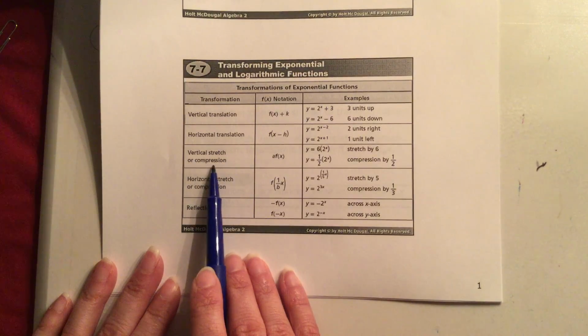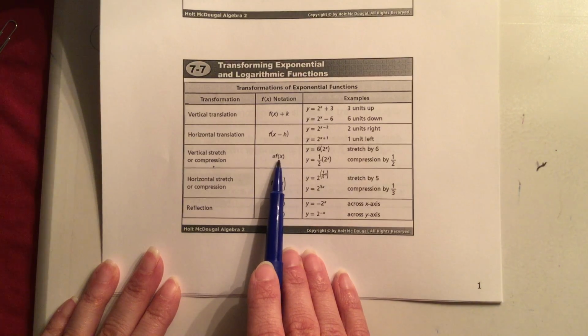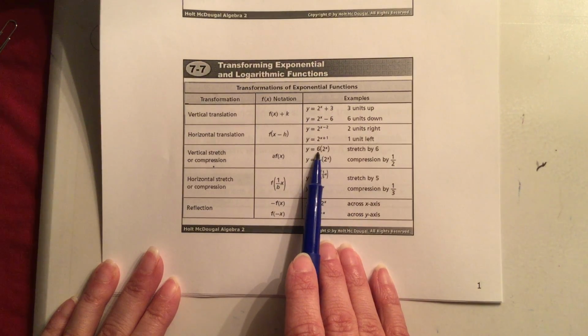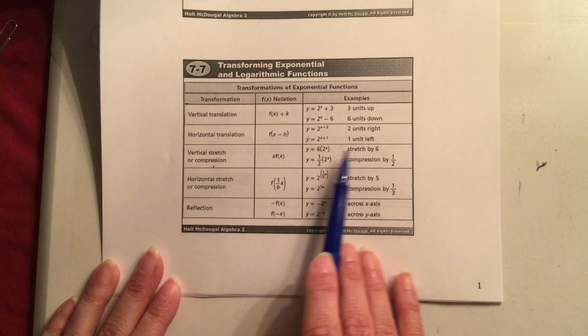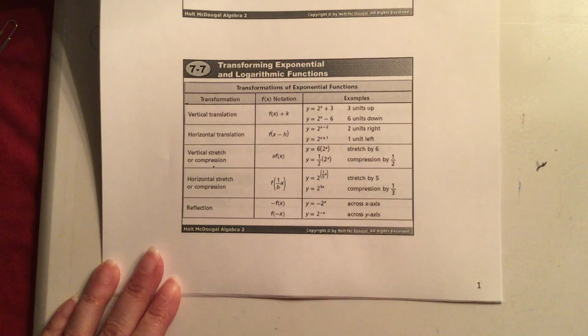Vertical stretches and compressions. That's where you want to picture that you're taking the graph, the top and the bottom, and you're either stretching it, making it taller, or compressing it and making it shorter. The formula says that you distribute what's called the scale factor into the original function. If the value is bigger than 1, like 6 in this case, it's a stretch. If the value is smaller than 1, it's a compression.